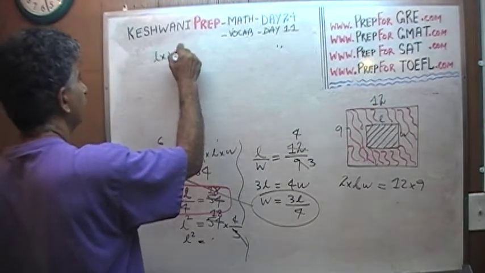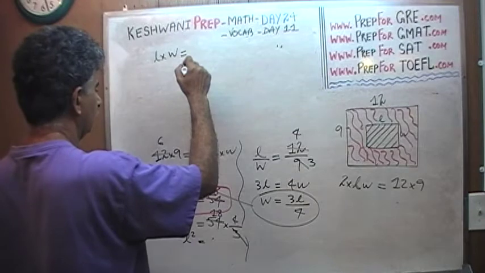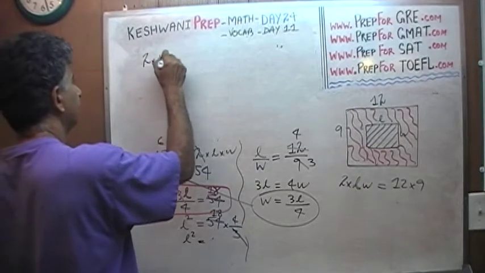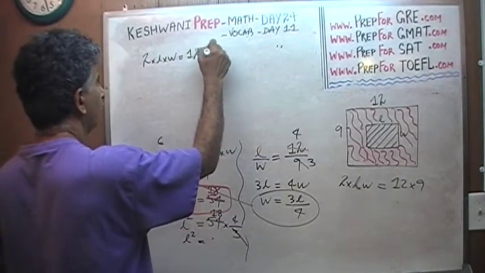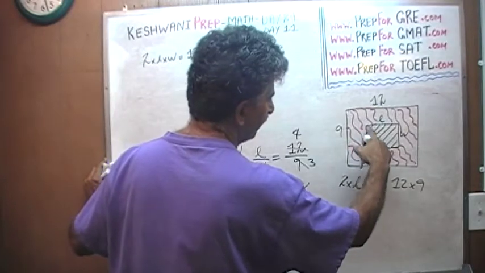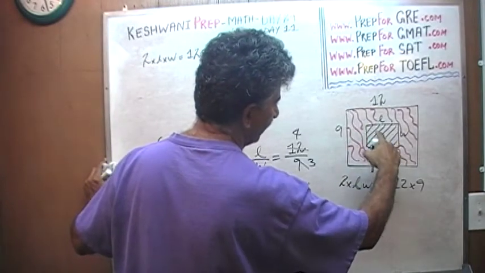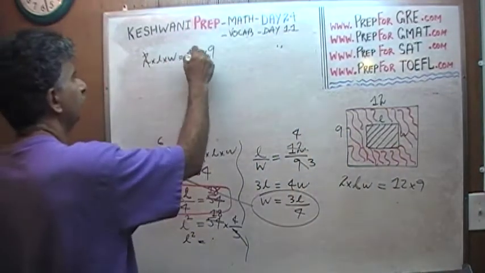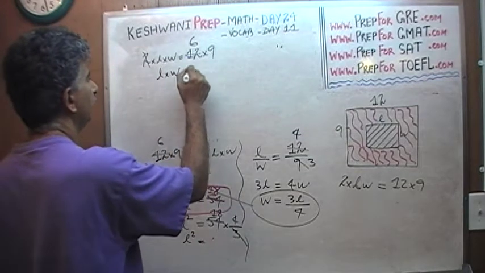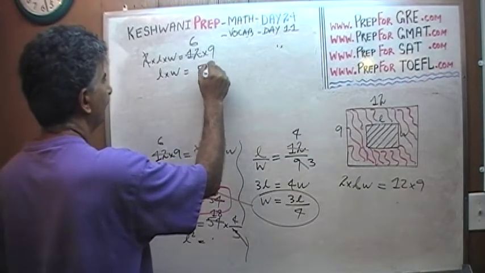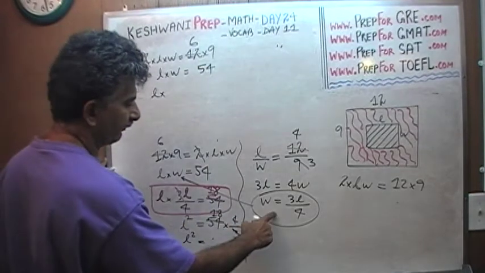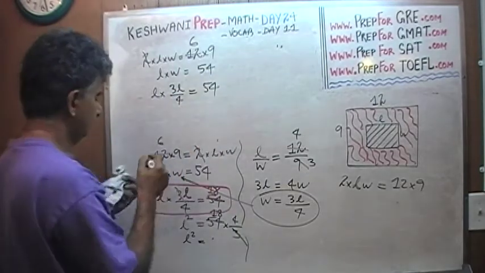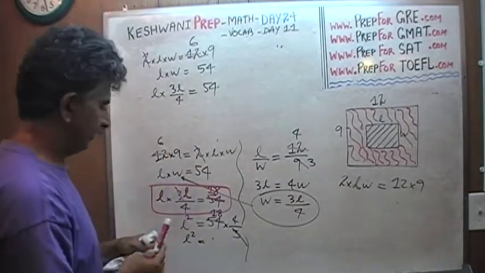Length times width equals, let's start from the beginning. 2 times length times width equals 12 times 9. Right here. This is one area. Area of this frame is the same as the area of the border. Therefore, 2 times the area of the picture equals 2 times 12 times 9. Divide both sides by 2. You get 6. So L times W is 54. And then W we know equals 3L over 4. Equals 54. This is much easier to see because it was getting too crowded.